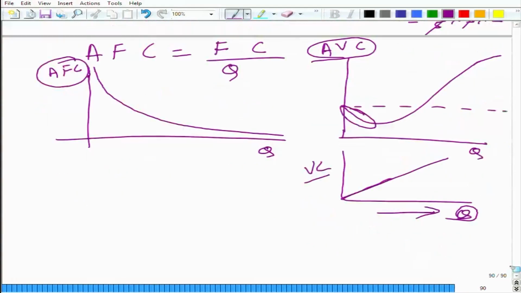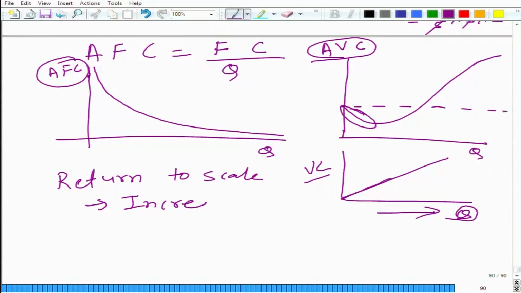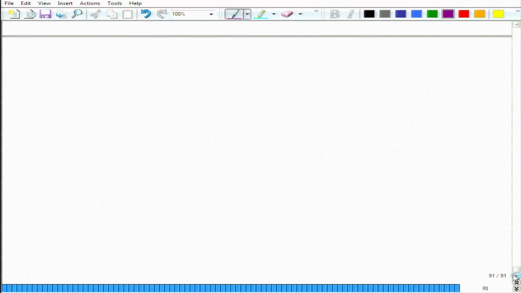But here it is decreasing first. Notice this, we are talking about return to scale, that is increasing. That is what I am saying: there is an inverse relation between the cost function and return to scale. If it is increasing return to scale, average cost will be decreasing. Accordingly, it will fix. So that is why I am saying here in this zone, we are assuming that we get increasing return to scale even in the short run.